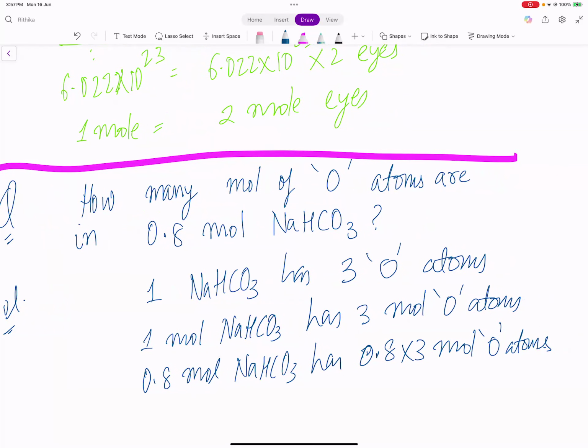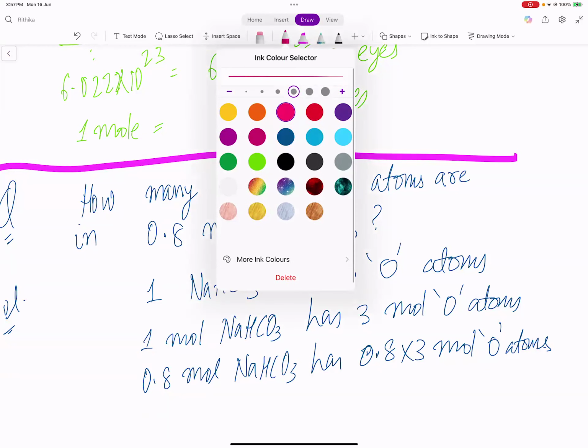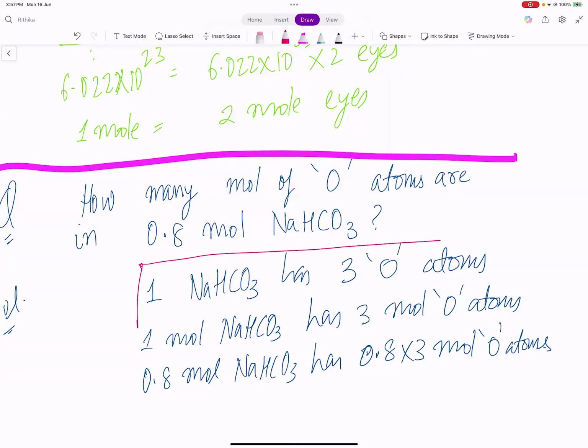Because if 1 mole has 3 moles, then 0.8 has how much? Unitary method, yeah, that I got. So we can directly assume that 1 mole of NaHCO3 has 3 moles of oxygen atoms. No, I don't want to jump there. I want to begin with one single molecule, which I am able to see and feel. And from here, I can jump.